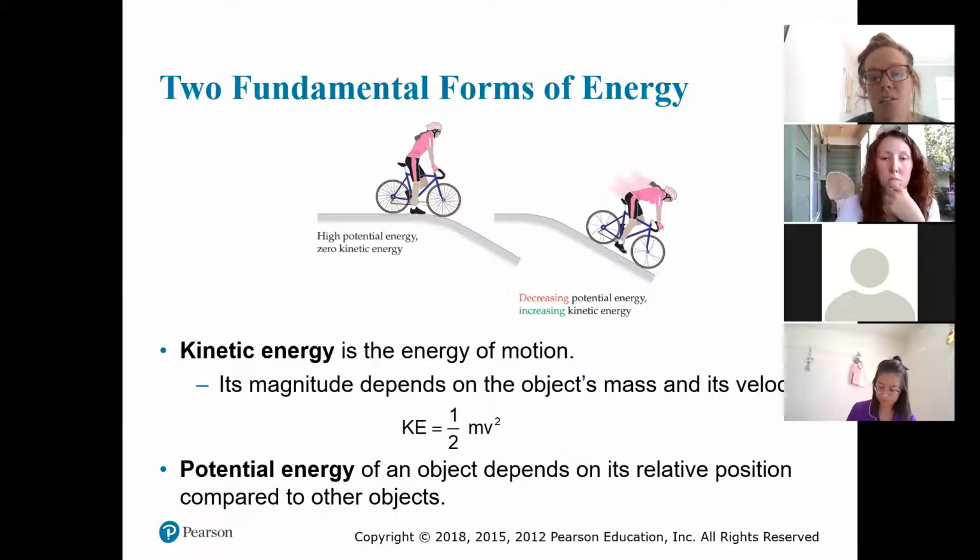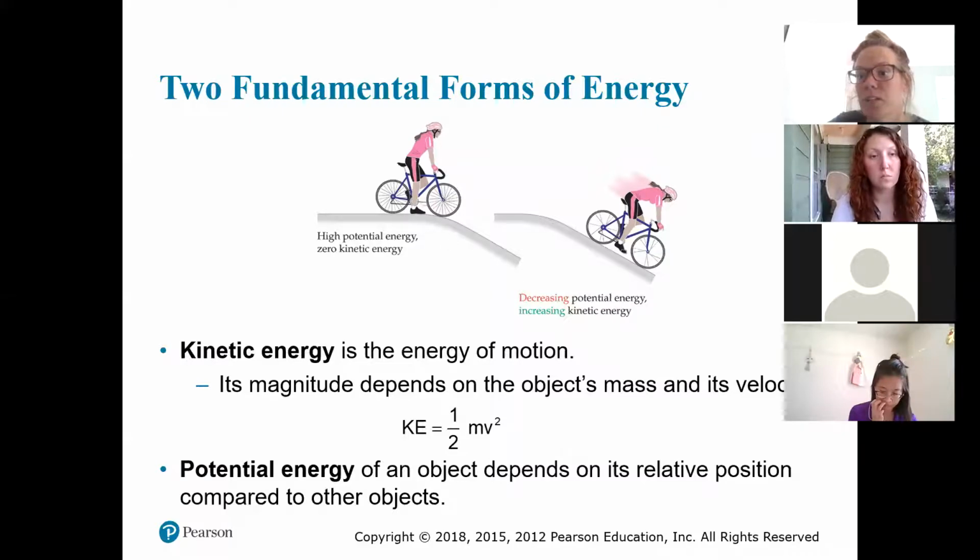Another type of energy is potential energy. This is energy of an object, and it depends on its position compared to other objects. So if you are sitting underneath a tree, you have very little potential energy. If you use some of your stored energy in your fat cells to climb that tree, so you transfer your stored energy into kinetic energy by climbing that tree, you're now sitting at a higher height off of the surface of the earth. So gravity could potentially pull you back down. That is stored potential energy.